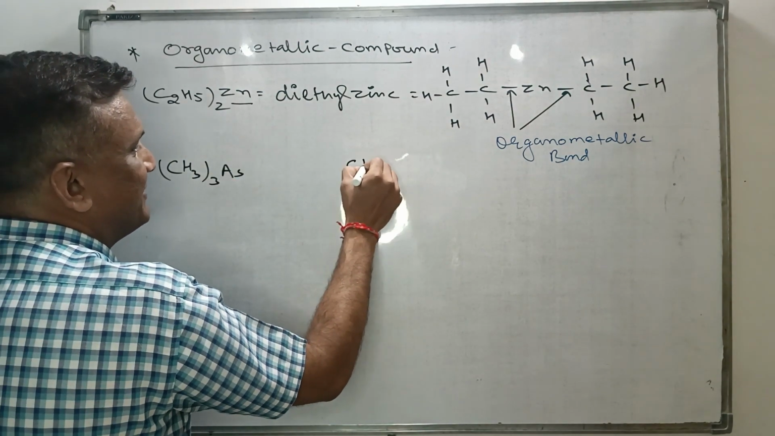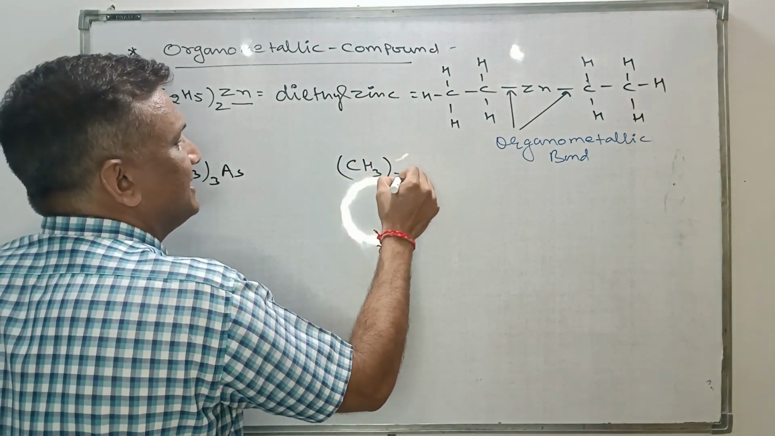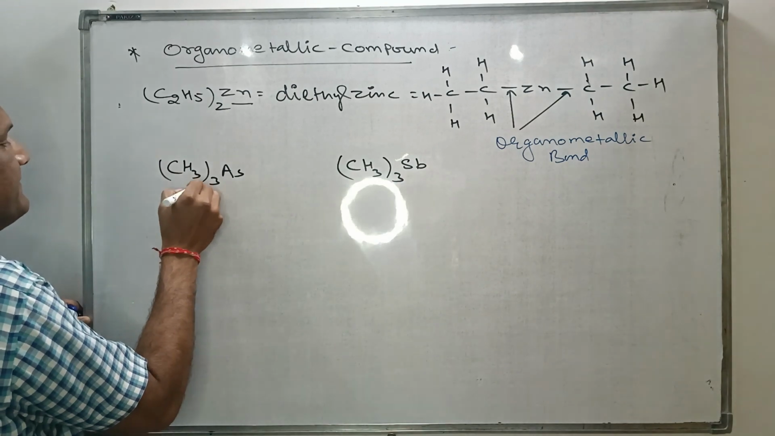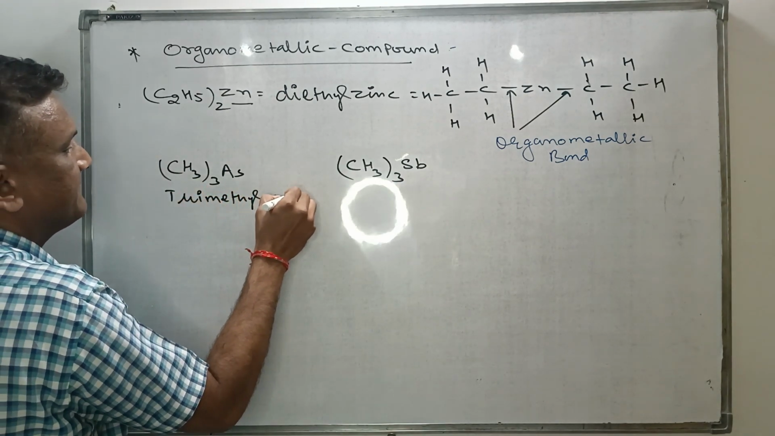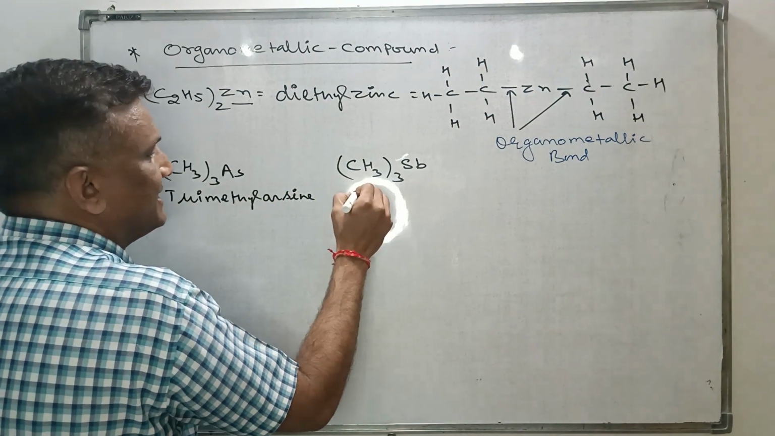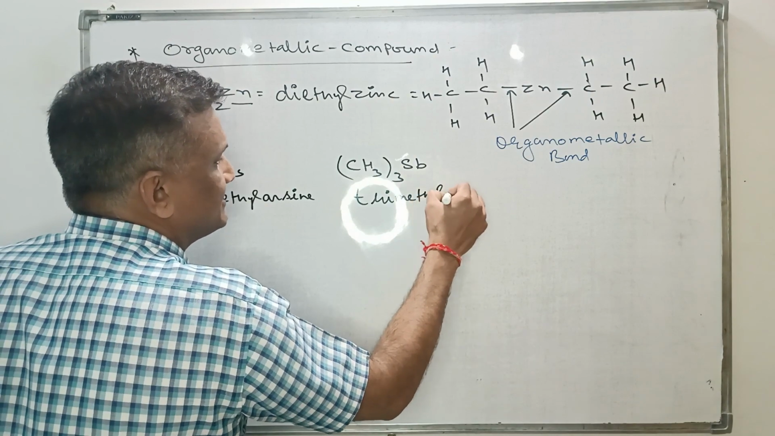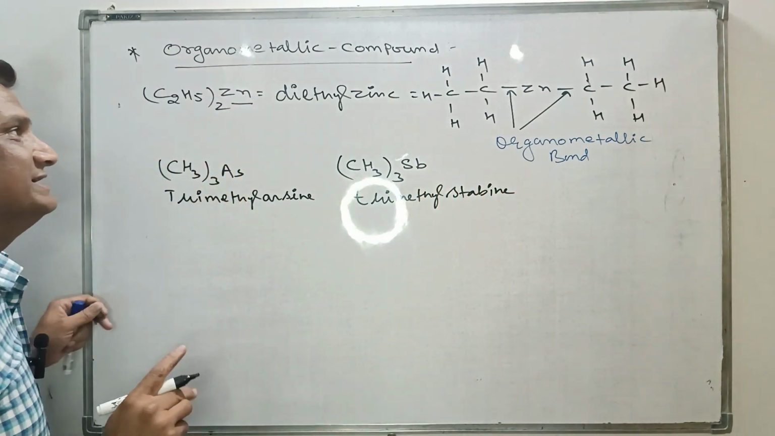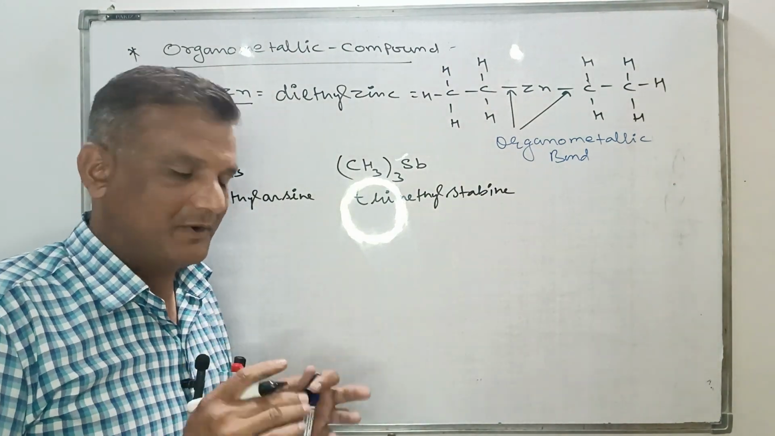You can take the example of trimethyl stibine. This is trimethyl arsine, and this is called trimethyl stibine also. So these were the organometallic compounds with sigma bonds.